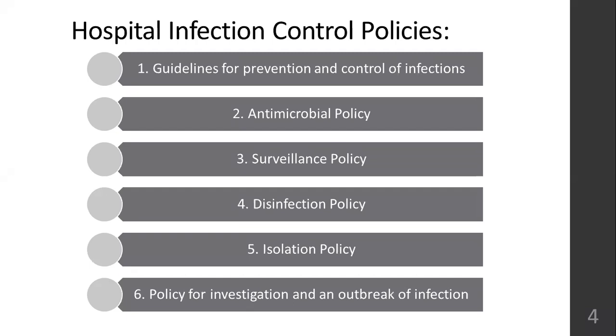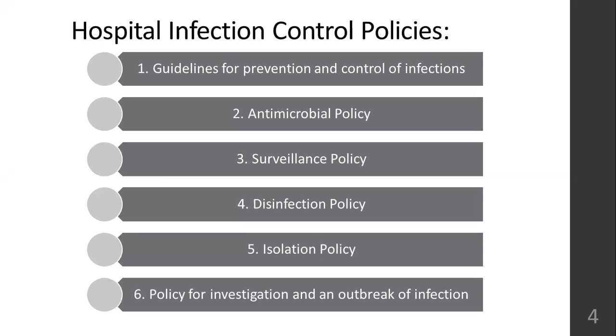Surveillance policy: we will discuss hospital healthcare acquired infections in detail, different types of healthcare associated infection in detail. Disinfection policy: we will study the Central Sterile Supply Department, CSSD. Then isolation policy regarding MRSA, VRE, tuberculosis. Any patient who comes in with infection, if you have an isolation ward, what kind of isolation policies will you have to follow.